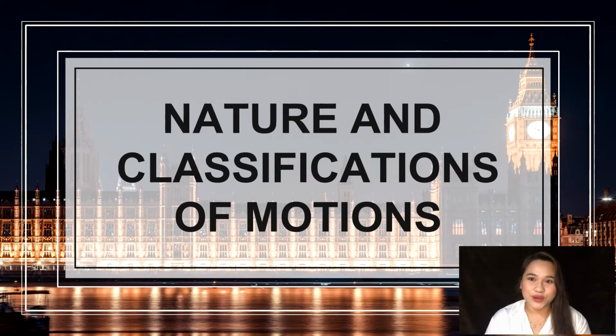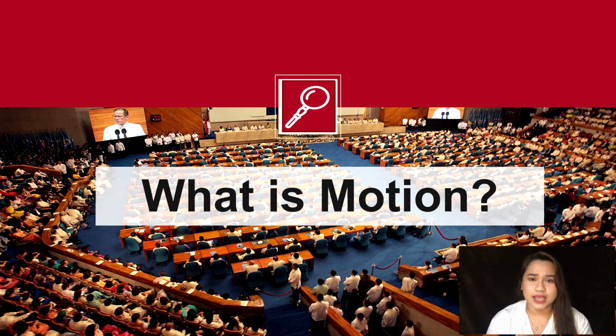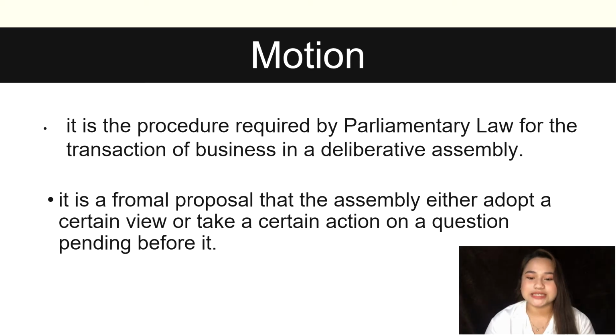In today's video, we are going to tackle the nature and classifications of motions. But before that, what is a motion? A motion is the procedure required by the parliamentary law for the transaction of business in a deliberative assembly. It is a formal proposal that the assembly either adopt a certain view or take a certain action on a question pending before it. It is a very important tool for all the members of the parliament to raise issues on public and national importance.